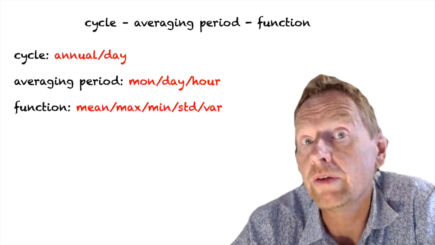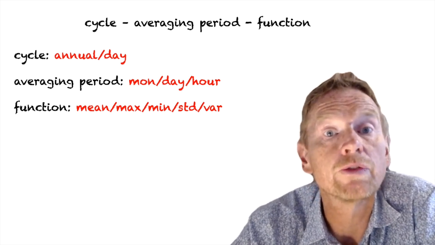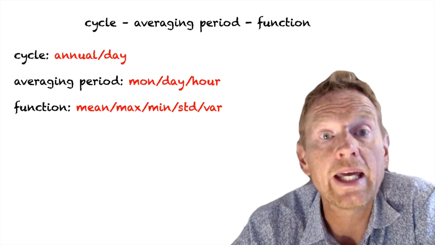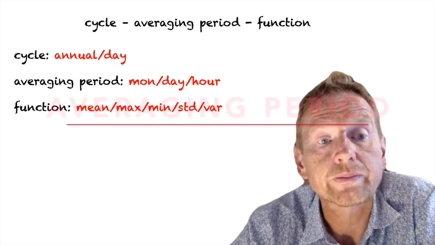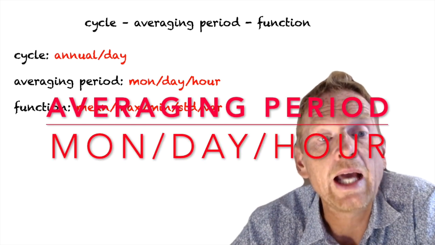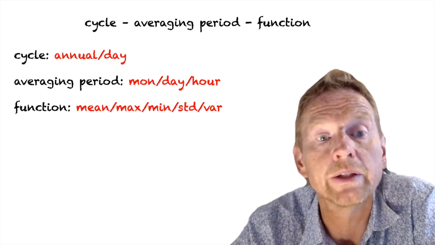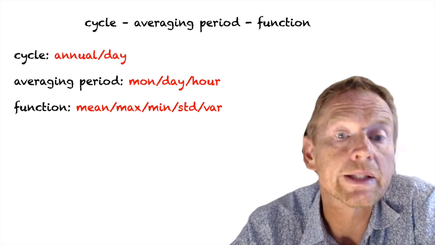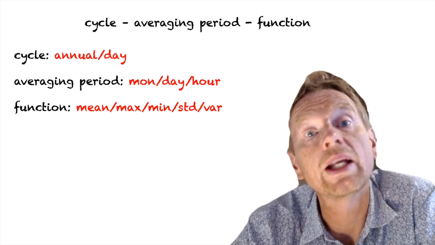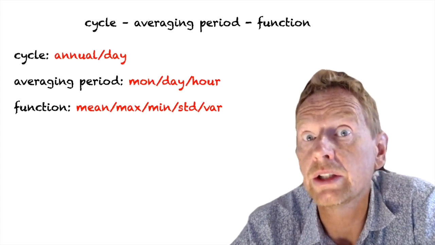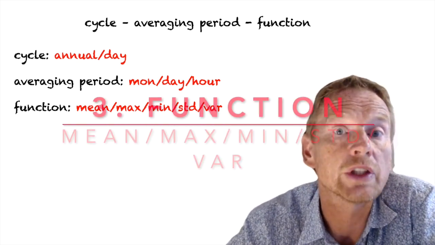Now the averaging period is the period over which we want to split up that cycle. So for example, the year could be divided into days, or it could be divided into months, or we can even divide it into hours. And lastly, we have the actual function we wish to apply. The common functions we usually will be using are mean, max, min, standard deviation, or variance. So instead of calculating the average, we can calculate the standard deviation to give you an idea about year-to-year variability instead of just the average climate.